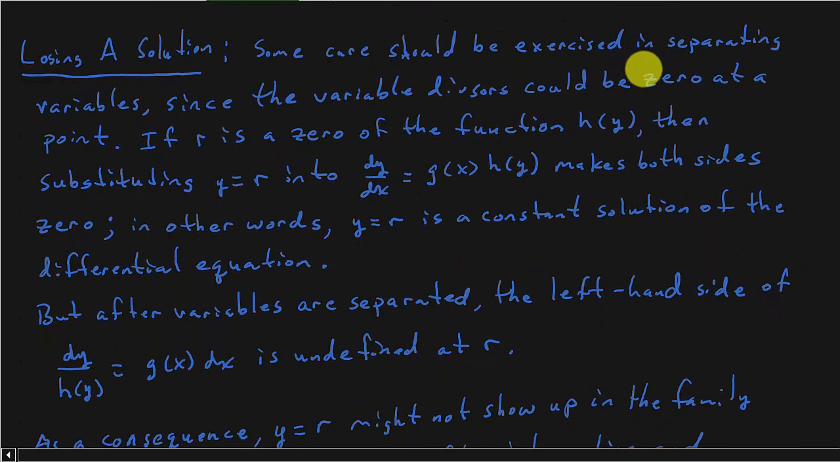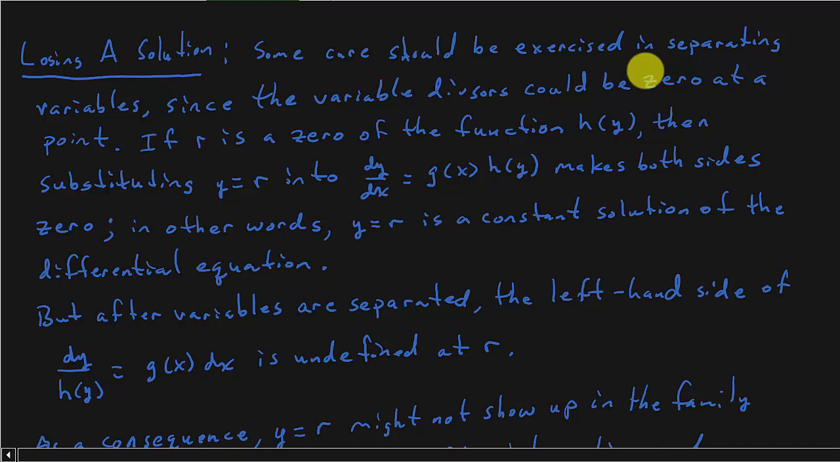All right. Here we have losing a solution. Some care should be exercised in separating variables, since the variable divisors could be 0 at a point. If r is a 0 of the function h of y, then substituting y equals r into dy/dx equals g of x times h of y makes both sides 0. In other words, y equals r is a constant solution of the differential equation.